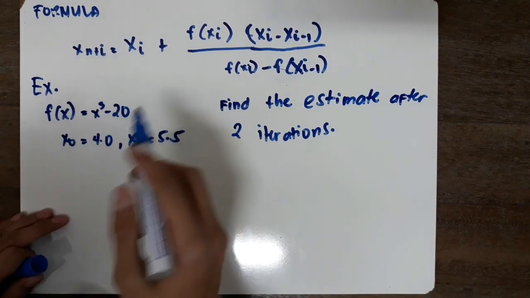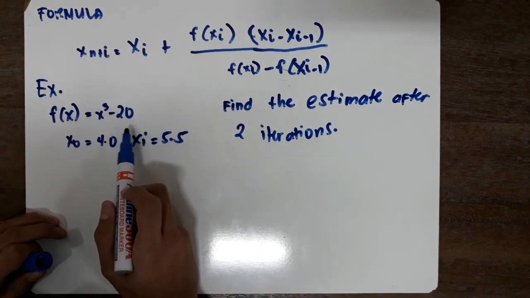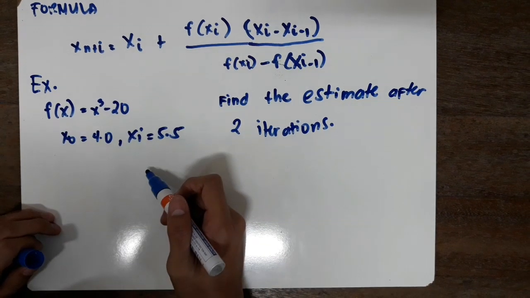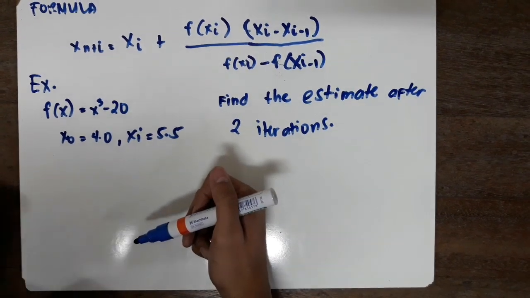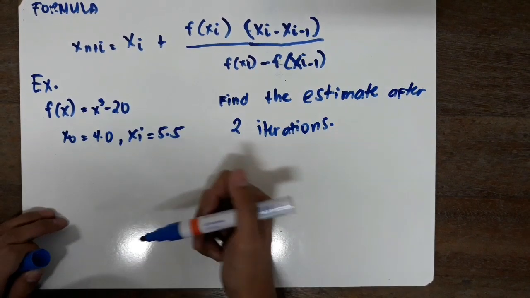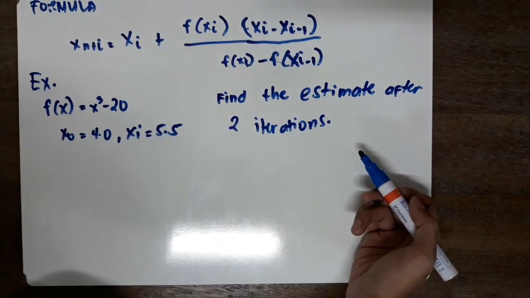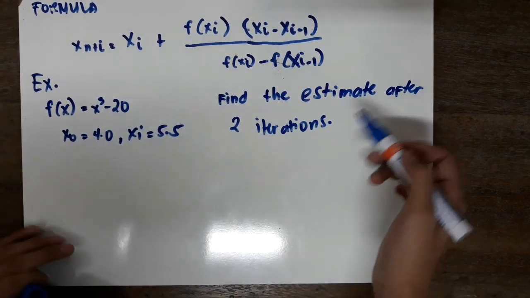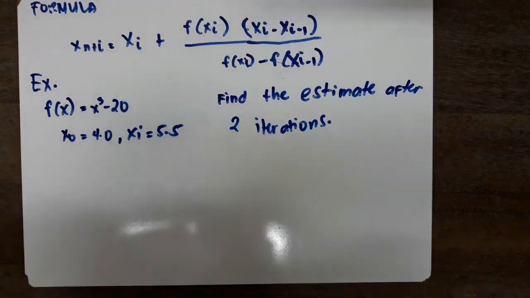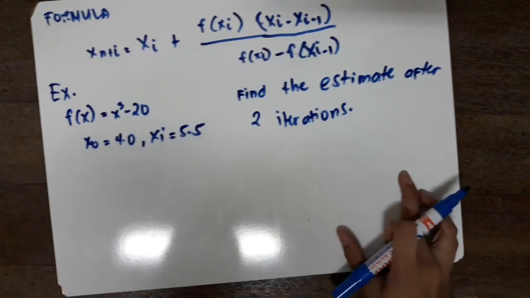The example is we have a function f of x equals x cubed minus 20 and our interval is 4 and 5.5. What we're going to do is substitute the value of our initial values here and find the estimate roots after 2 iterations. So let's start.